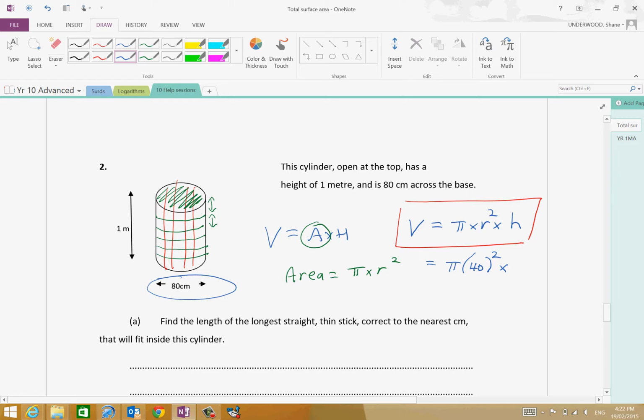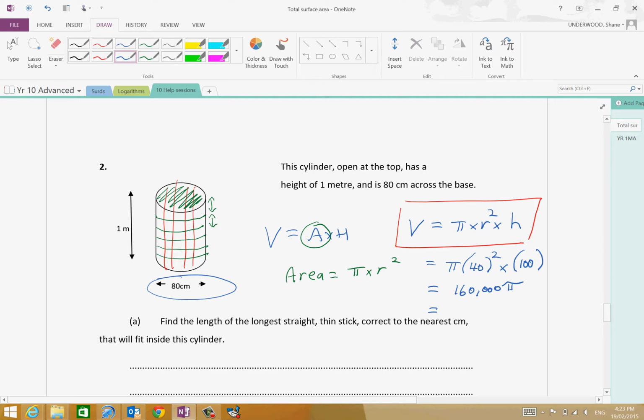So you've got to make sure you're in the same unit. Okay? So height is 100 centimetres, and therefore now we can do that in a calculator. Now you've got to be careful, don't go doing any rounding off, but 40 squared, I'm going to do in my head, is 1,600, times 100, add 2 zeros to that, 160,000 pi, and you can do that in your calculator.